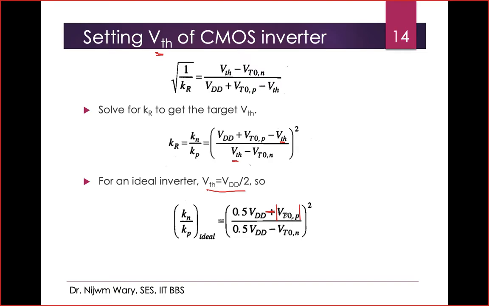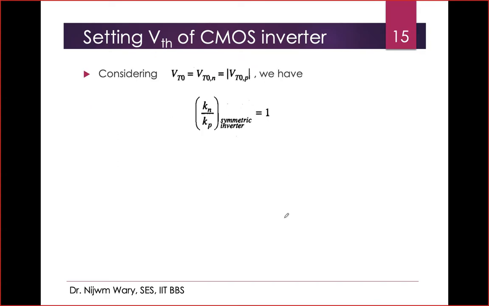They may be very close, they will definitely not be equal, there may be a little difference, but if we consider them to be very close, then what we'll get is Kn by Kp for a symmetric inverter is equal to 1. So let's assume, for the time being, that the threshold voltage of both the NMOS and the PMOS are the same.